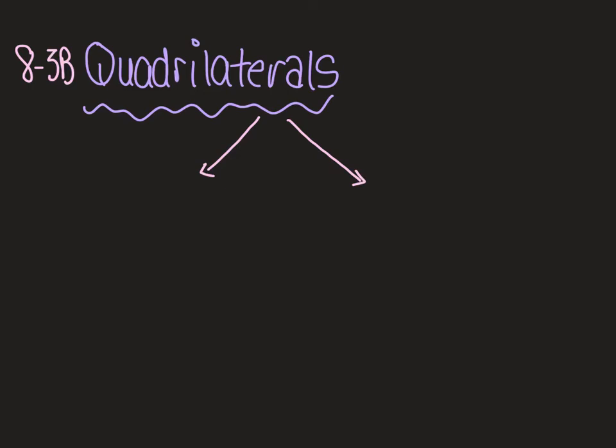Today's video is Chapter 8, Lesson 3B. We're going to talk about quadrilaterals. Quadrilaterals, if I can say it correctly, are things that have four sides. Anything with four sides is a quadrilateral.